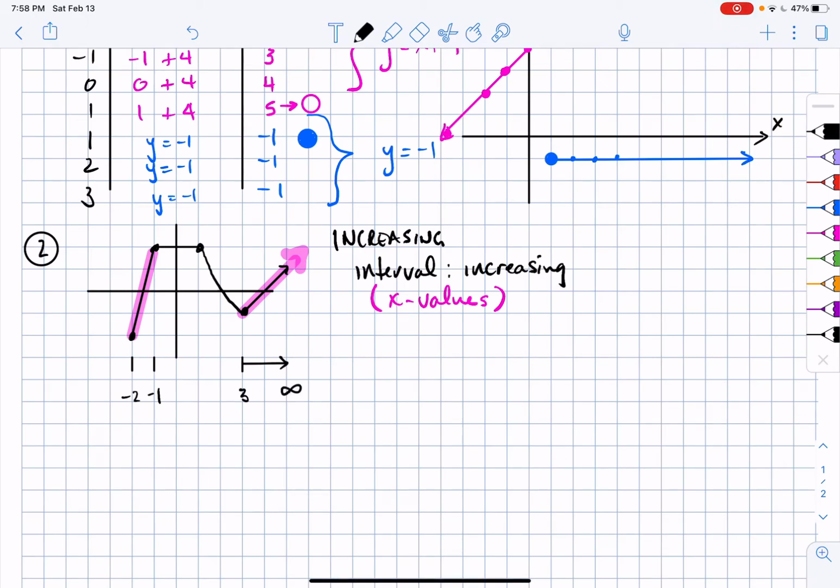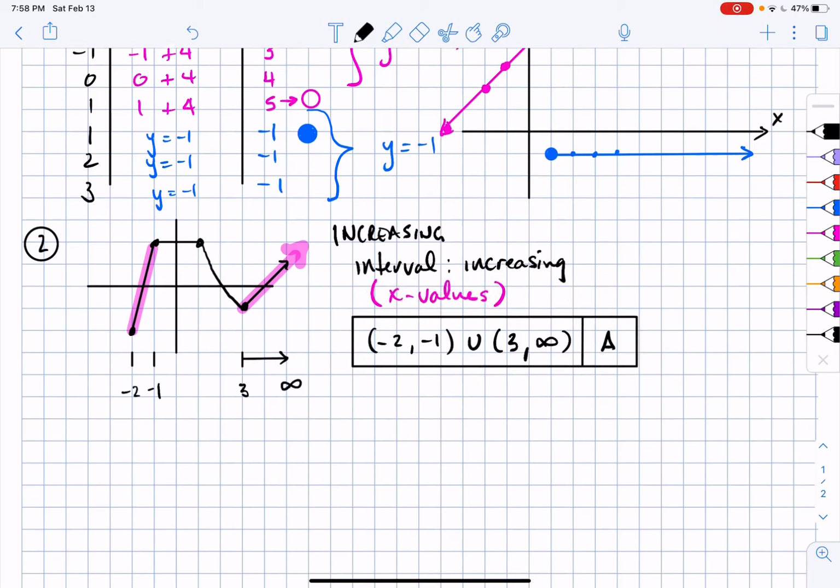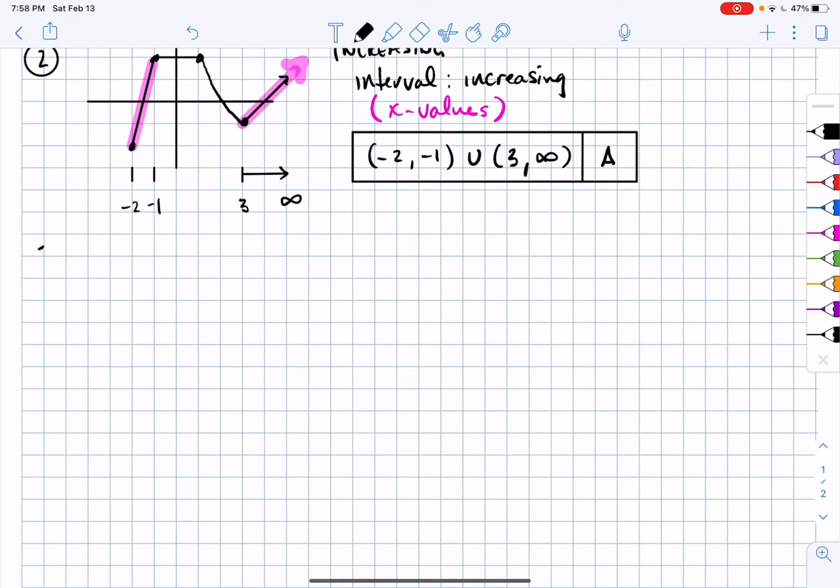So therefore my interval would be from -2 to -1, and these are always open intervals, union with 3 to positive infinity. All right, and that is going to be choice A. There we go. All right, on to number 3.